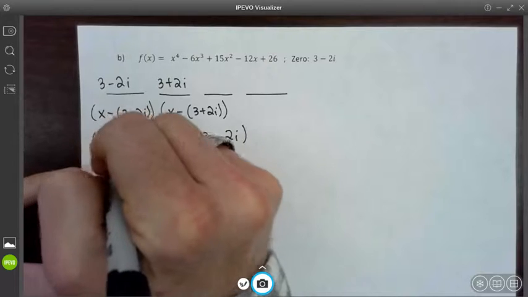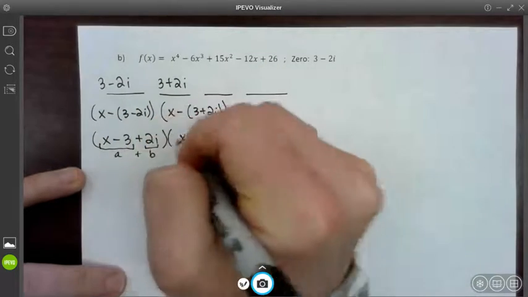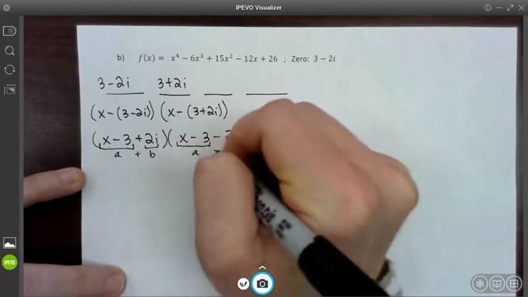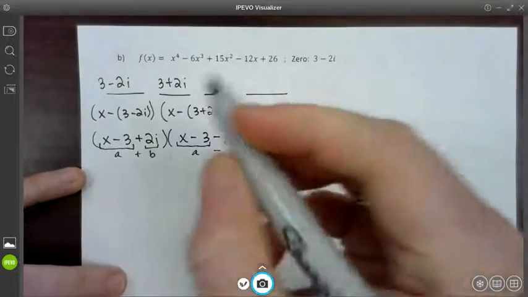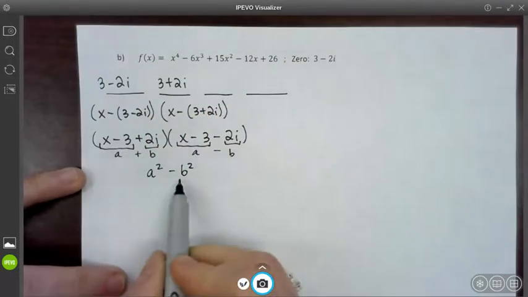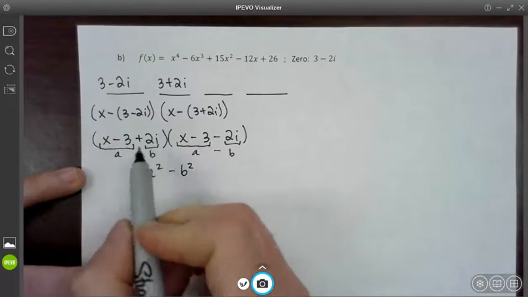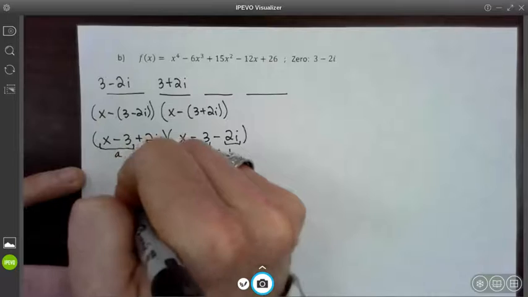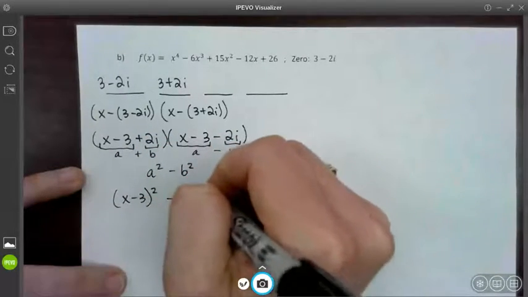If you think of x minus 3 as a, plus, and you think of 2i as b, right? So this is a, and then this is minus, this is b. A plus b times a minus b will always multiply to a squared minus b squared, right? The difference of two squares always factors to a plus b and a minus b. So now I know this will multiply out to x minus 3 was a squared, minus b was 2i squared.